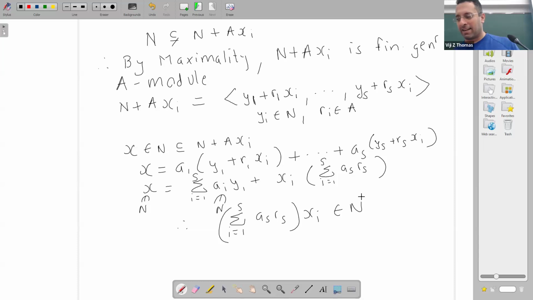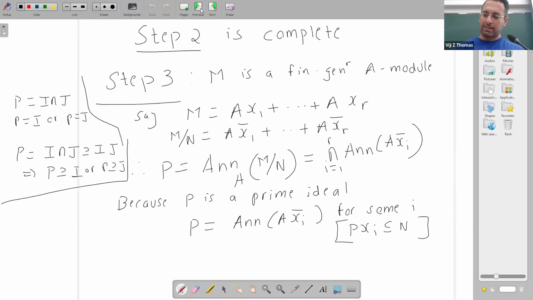This is where it is slightly interesting. See, let me remind. P was what? It was in the earlier page, but I don't want to go back. P is the annihilator of xi bar. So that meant what? We had made an observation. This means P times xi belongs to n. Previously we have done it: P xi is contained in n.